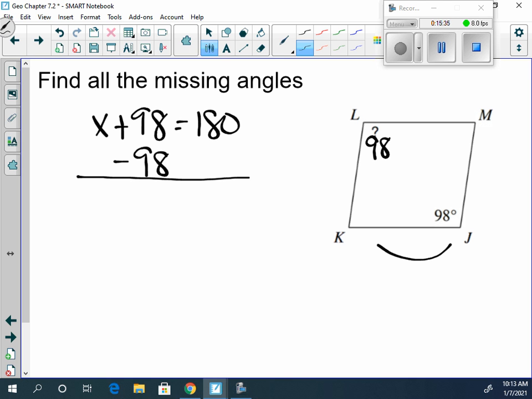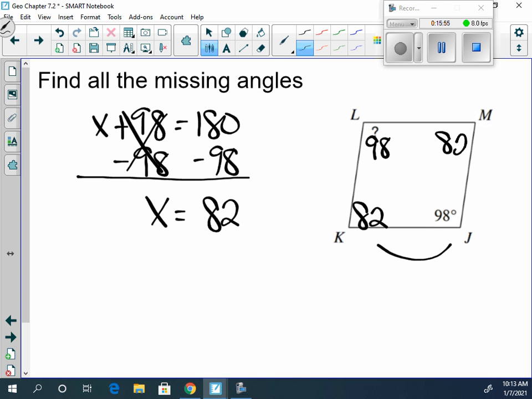And really, we're just going to subtract 98 from 180, which should give us 82 degrees. So 180 minus 98 would give us 82. So our two missing angles are both going to be 82 degrees. And that's it. That's all we have to do for this here.